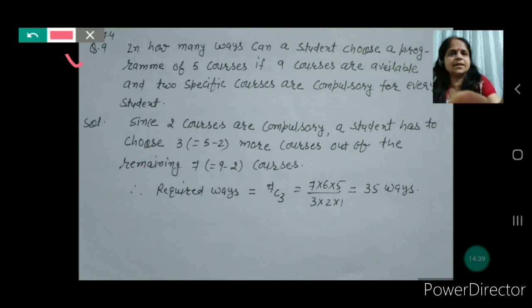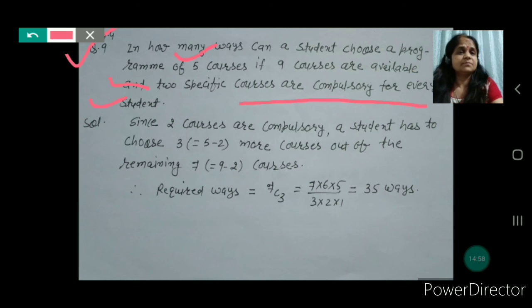Now question number 9. In how many ways can a student choose a program of 5 courses if 9 courses are available, and 2 specific courses are compulsory for every student? Students, 2 courses are compulsory. A student has to choose only 3 more courses out of the remaining courses. So the required ways are 7C3, 7 into 6 into 5 upon 3 into 2 into 1, you will get the answer 35 ways.